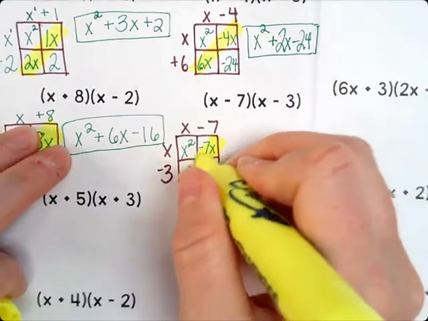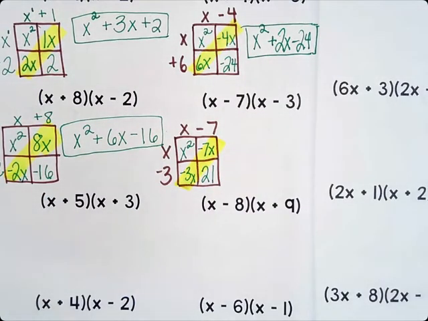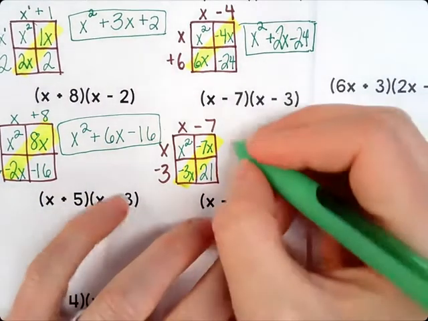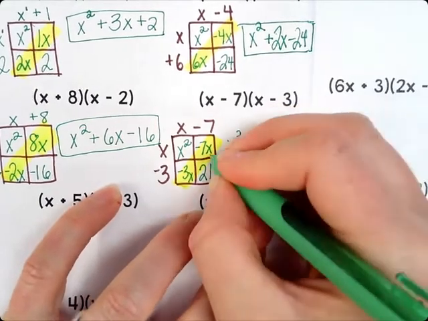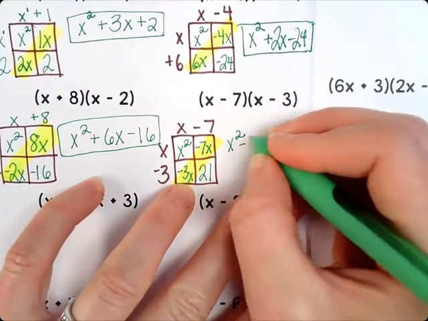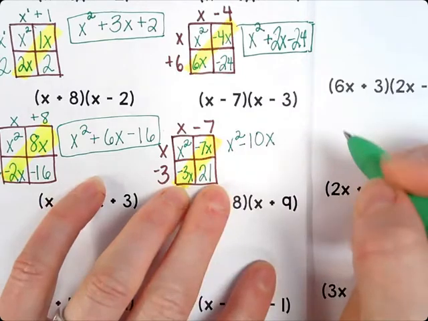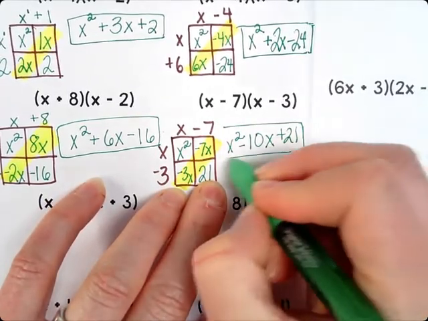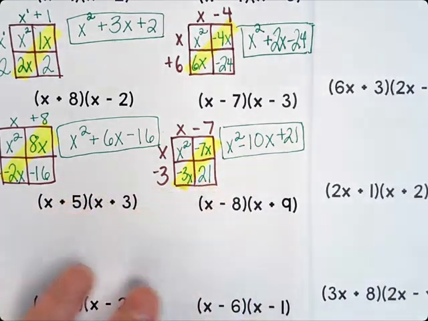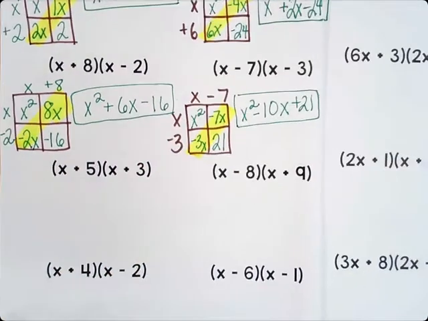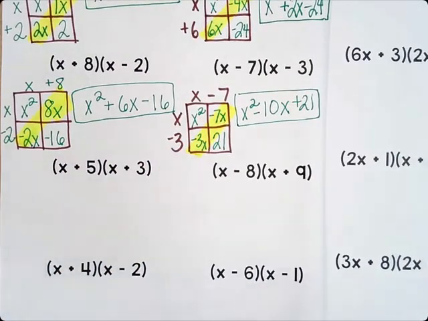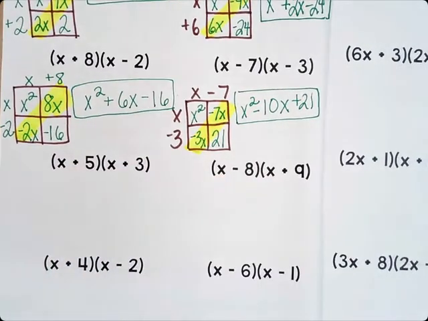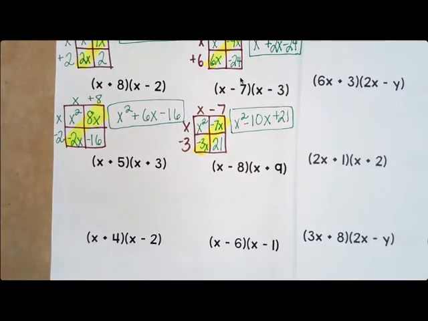Okay, combine these. And I get x squared, negative 7x, negative 3x, negative 10x, and then plus 21. Okay, so I need for y'all to do these 4. Make sure to show your work. I'm going to pause the video.